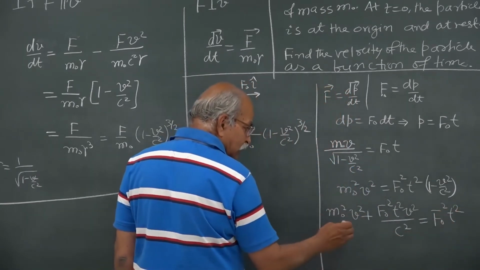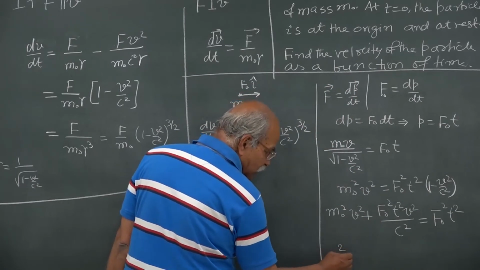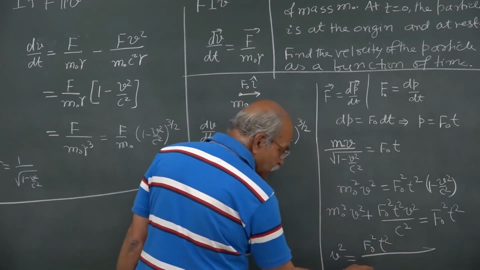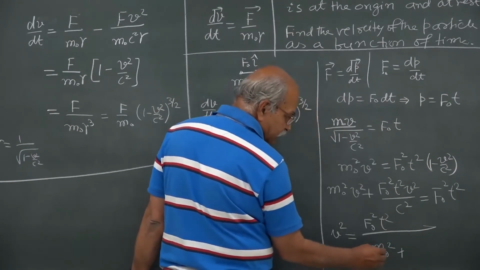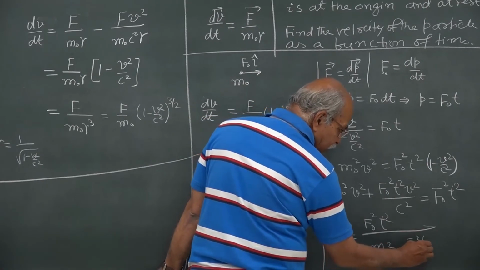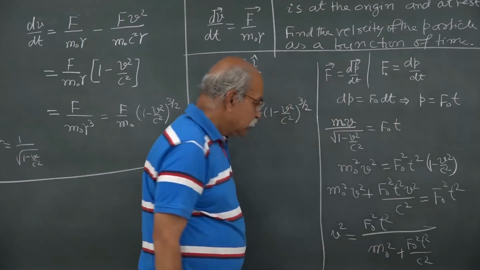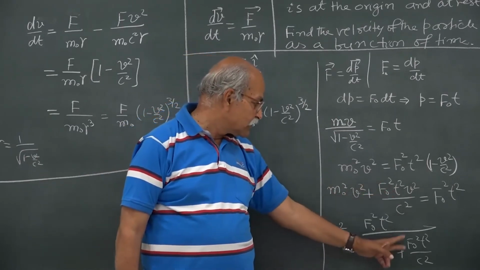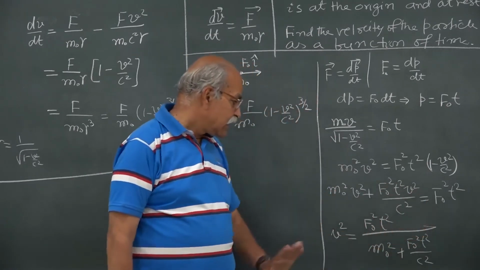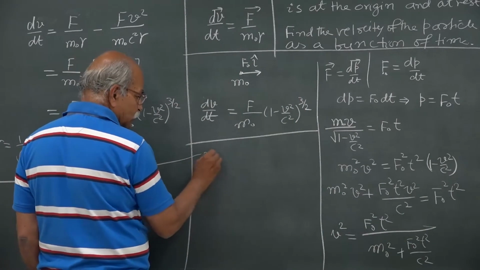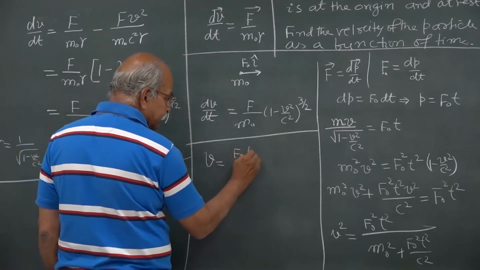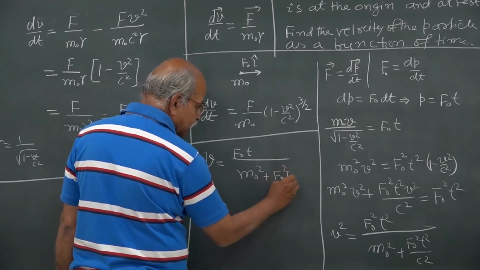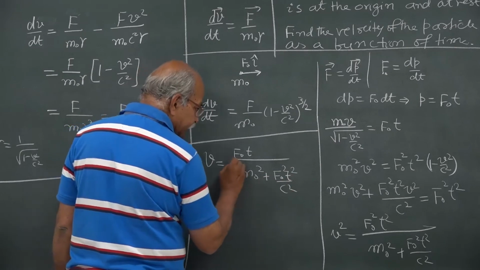So, you can take v square common and divide on the other side. So, v square is equal to F naught square t square divided by m naught square plus F naught square t square divided by c square. I have taken v square common, and in the bracket I have m naught square plus F naught square t square by c square. So, what is v? v is equal to F naught t divided by the square root of m naught square plus F naught square t square divided by c square.